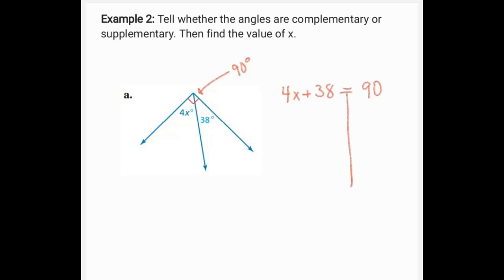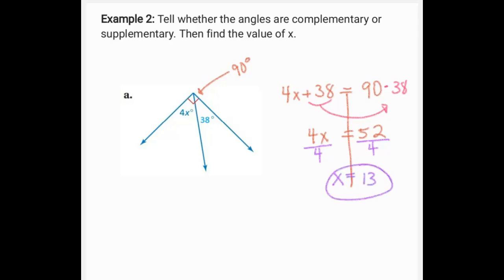So we're going to go ahead and either add or subtract our first number. Since we have 38 and it's positive, we're going to bring that over to the other side of the equal sign. Anything that crosses over the equal sign changes signs. So that becomes a minus 38 in this case. So we have 4x is equal to 90 minus 38. That gives us 52. Our next step is to multiply or divide. In this case, we have 4 times x, so we're going to do the opposite, which is divide. So we're dividing by 4 on both sides, and then x is equal to 13.